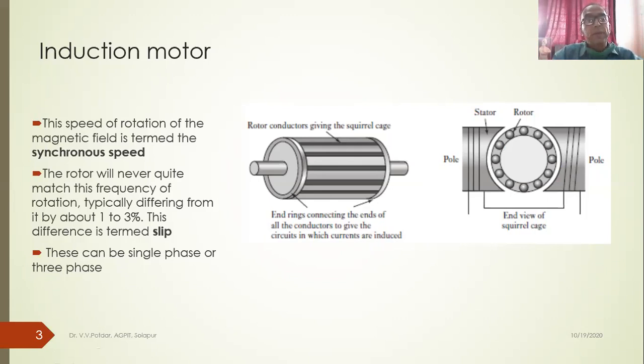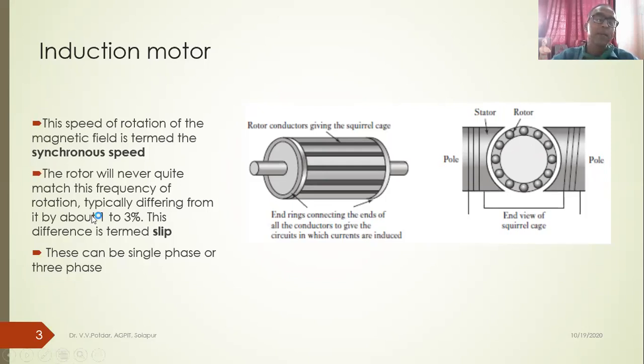The rotor will never quite match this frequency of rotation. Now, this frequency of rotation is dependent upon supply frequency. So, ideally, corresponding to the supply frequency, I should have the synchronous speed. At the same speed of the rotating magnetic field, the rotor should also ideally rotate. But practically, it doesn't happen. There is always some slip. So this rotor lags the rotating magnetic field.